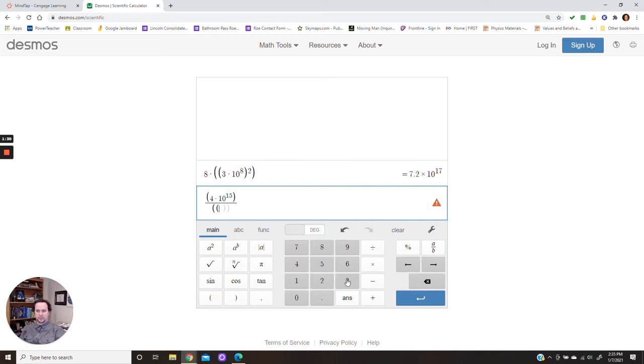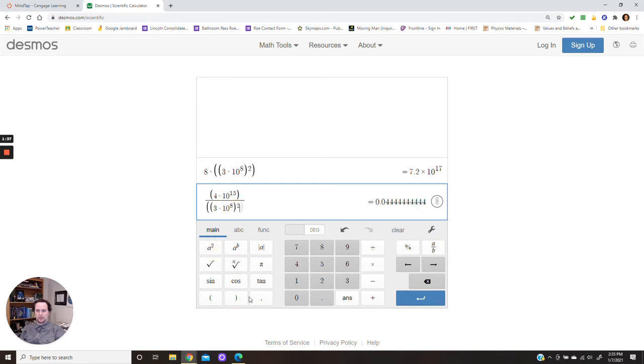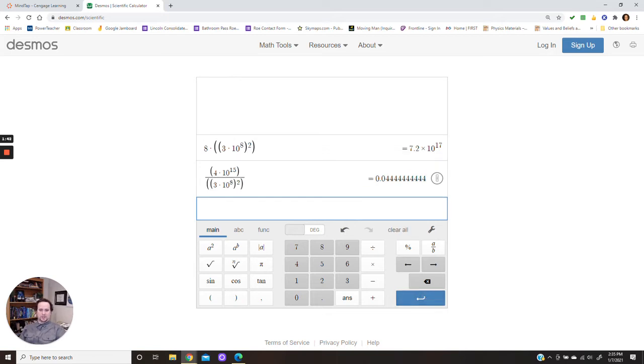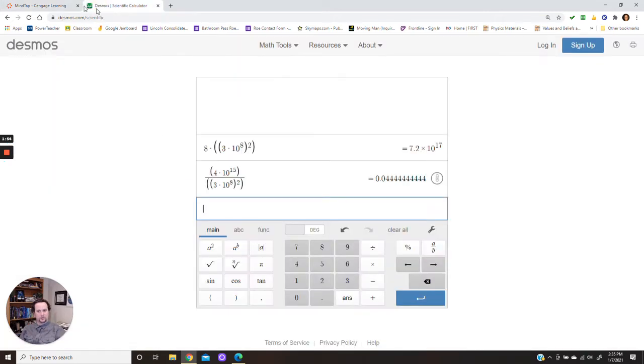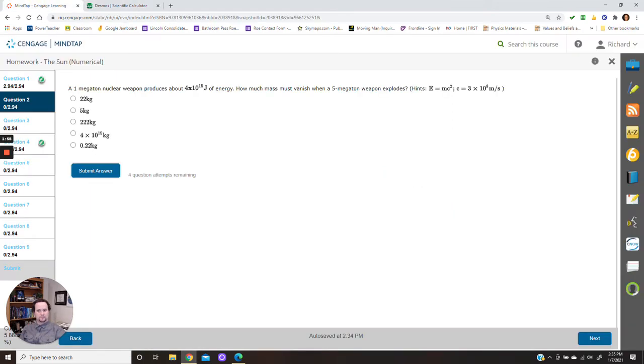So we're going to do c in double parentheses, times 10 to the 8th, then put that parenthesis there, square it, and put the other parenthesis on the outside, and we get 0.044. Energy divided by c squared should be the mass, 0.044 kilograms. Did I put everything in there? And that number does not show up.